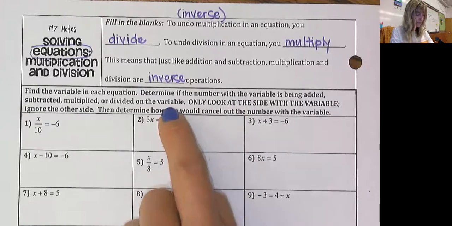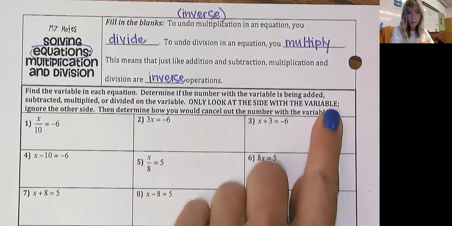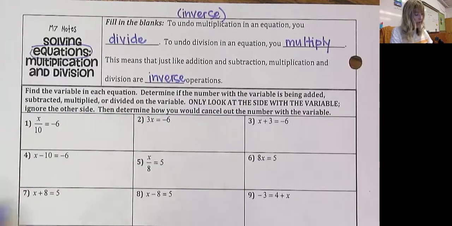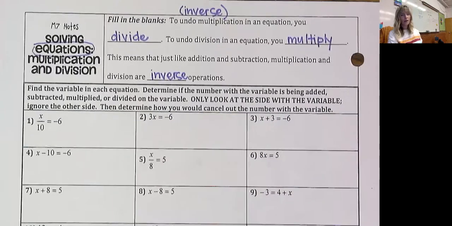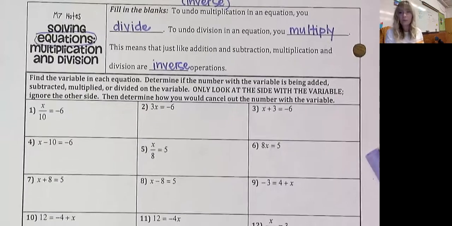Look at these big capital letters. Only look at the side with the variable. Focus on the side with the variable. Ignore the other side right now. Then determine how you would cancel out the number with the variable. All right, so notice these instructions did not say solve the equation. This is a little in-between step. We'll get to that. But what I want you to write out and really focus on here, I'm going to show you the first three. I'm going to model for you how I want you to do this, okay?